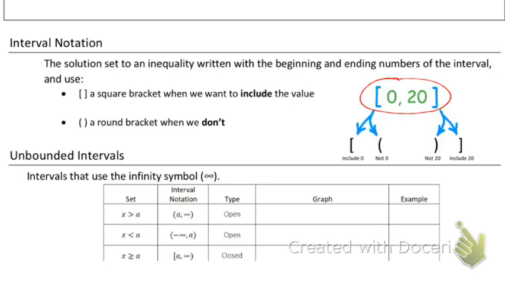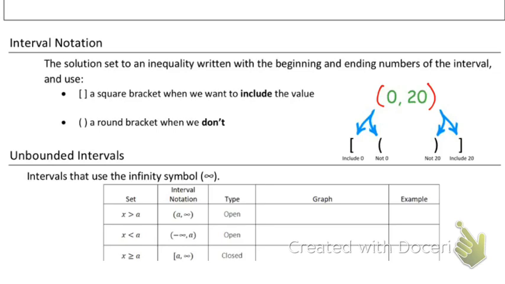If I rewrote this, it wouldn't change all that much. I'm going to rewrite this really quick with magic. Make those two things disappear, and I'm going to put parentheses on there. Now it says almost the same information. It's still from 0 to 20, but this time it says do not include 0, do not include 20.